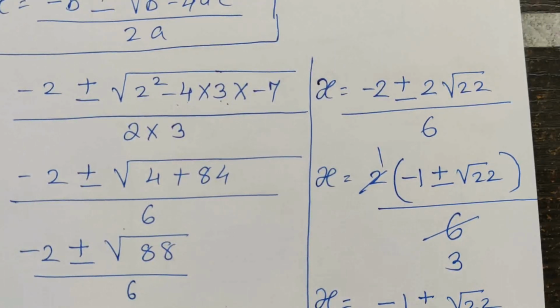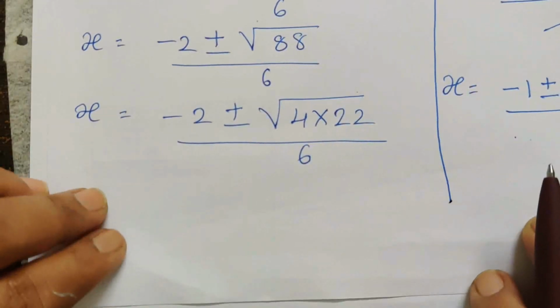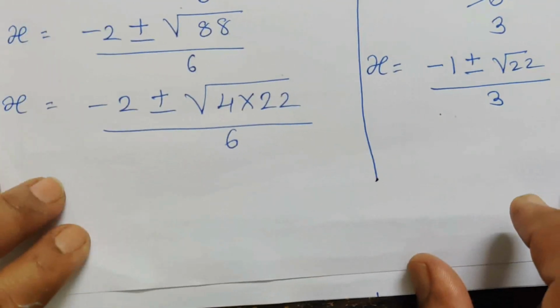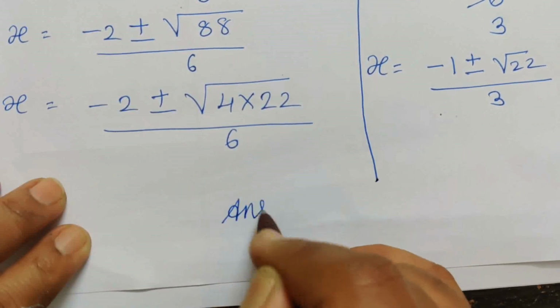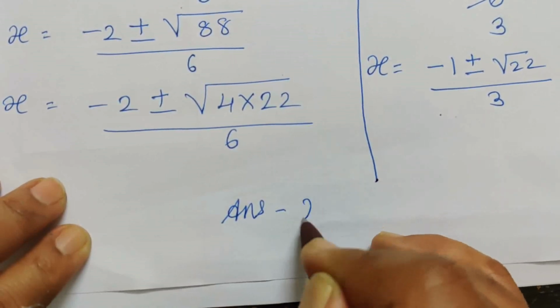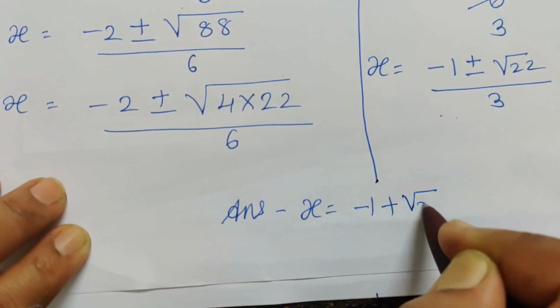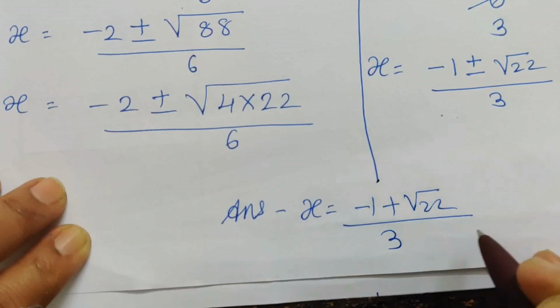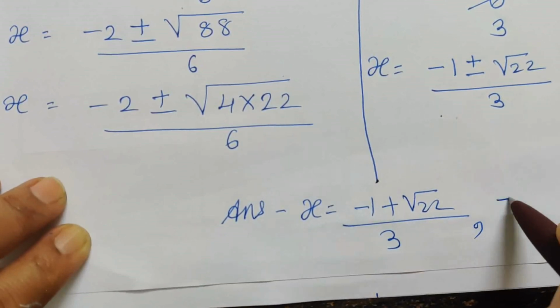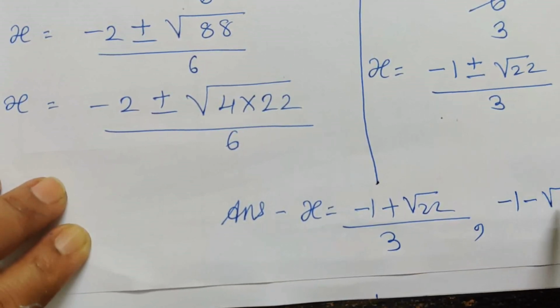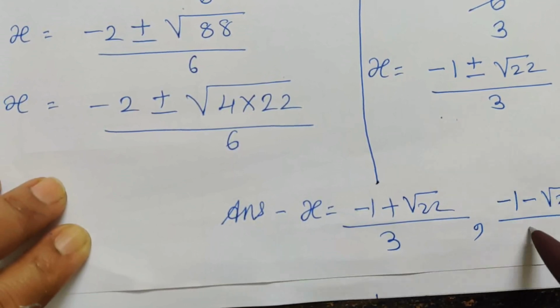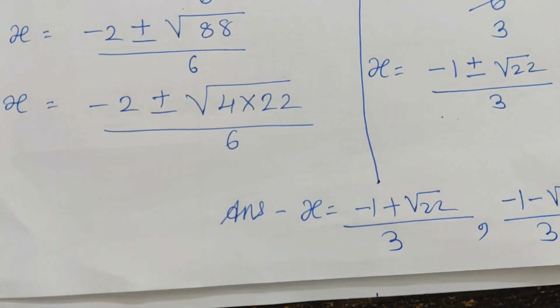Then you can write the separate answers. Till here you got the common answer, common roots, and then you separate them as answers. So you will highlight here: first answer, x is equal to minus 1 plus root 22 upon 3, and second answer, minus 1 minus root 22 upon 3. So any method you can use.